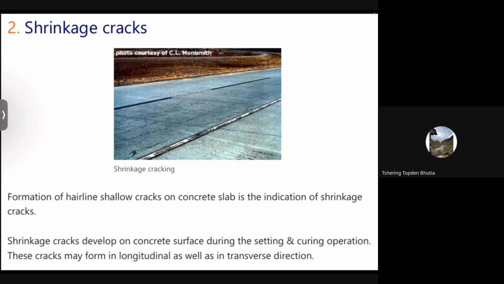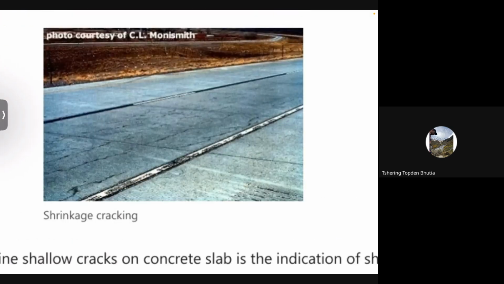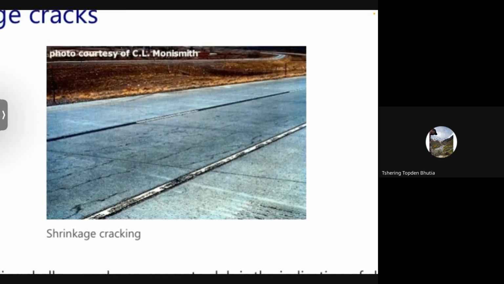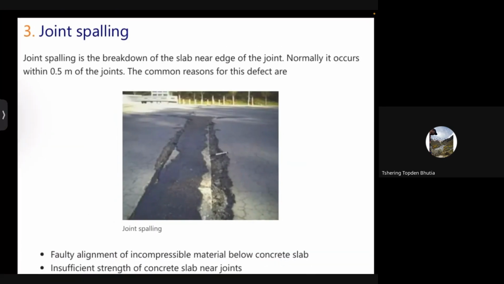Okay, now after that, let's come to rigid pavements. Now, if you look at this, in rigid pavement there is shrinkage cracking. Let's look at this. Shrinkage cracking. It shrinks and cracks form like this. Rigid pavement. Okay. And this one is called joint spalling.